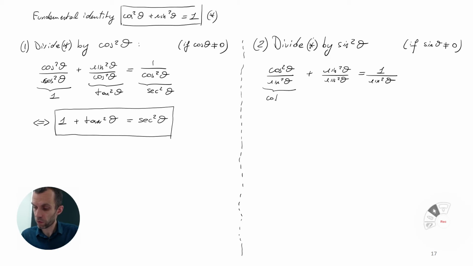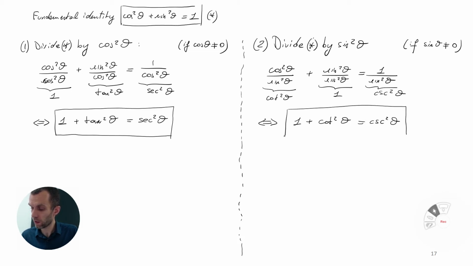This now becomes cotangent squared theta. This is 1, and this is cosecant squared theta. So if we write that a little bit more cleanly, we get that 1 plus cotangent squared theta is equal to cosecant squared theta. So that gives us yet another trigonometric formula relating these functions.